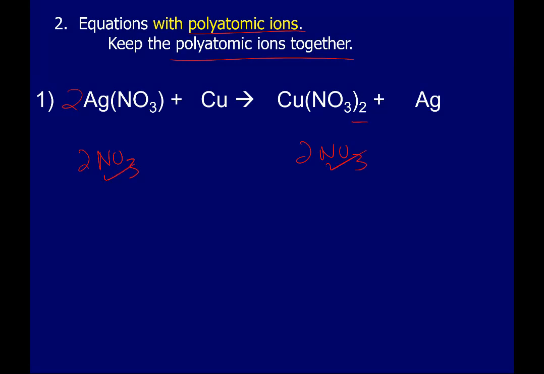They're happy. Let's check the coppers. I got 1 copper on the left and I still have 1 copper on the right. That 2 out here only acts on the nitrate. So the copper's good. Last thing to worry about is the silver. I have 2 silvers on this side, 2 Ags because I multiplied it by 2. So I just need 2 over here. So I added 2 on the right. Now I've got 2 silvers and I'm confident that this is correct.